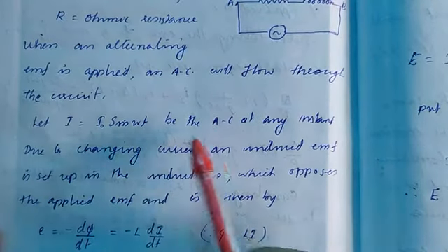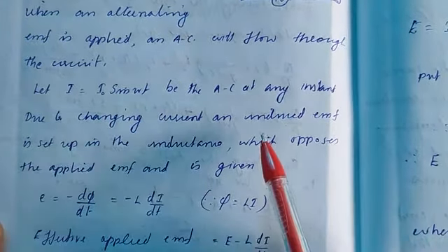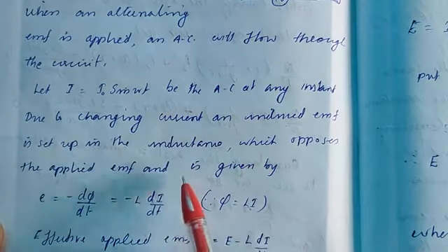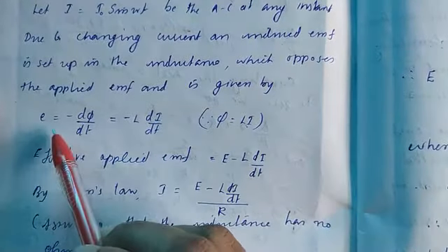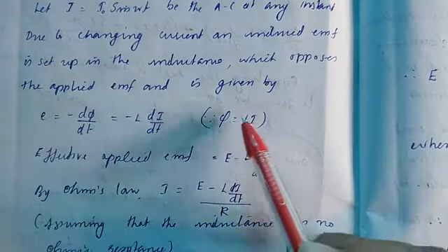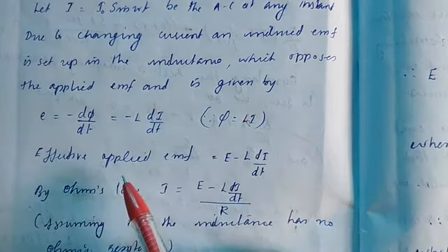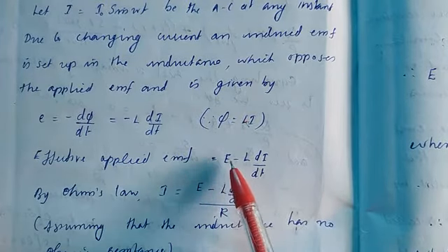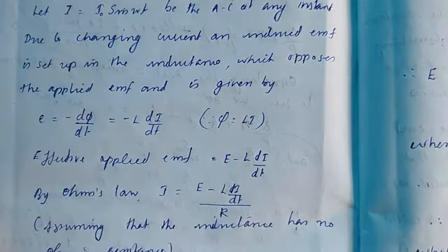Let I is equal to I0 sin omega t be the AC at any instant. Due to the changing current, an induced EMF is set up in the inductance, which opposes the applied EMF, just as we discussed before. This can be represented as E is equal to minus d phi by dt, which is nothing but minus L into di by dt, where phi is the flux, which can be represented as L into I, where L is the self-inductance. So the applied EMF in the circuit is equal to E minus L into di by dt.